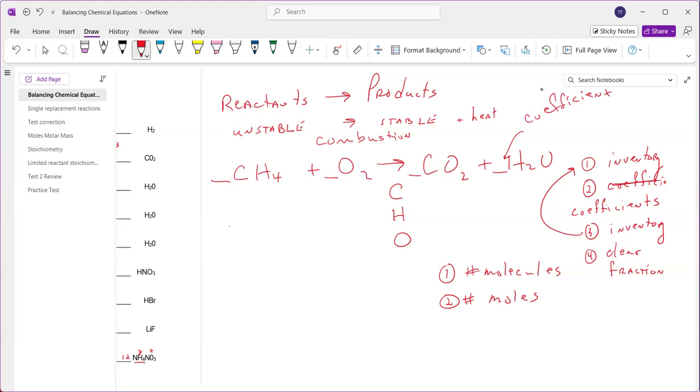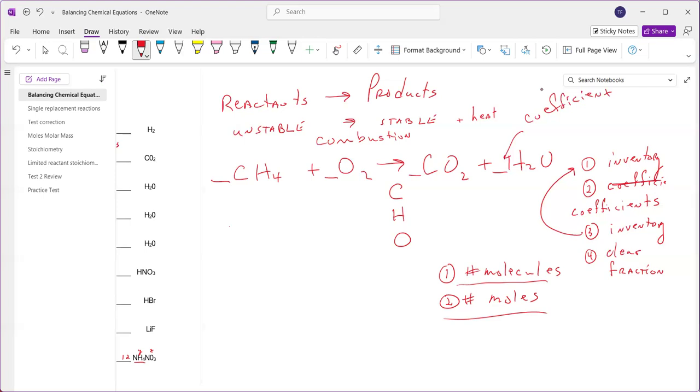Now, the coefficients represent 2 things. It represents the number of molecules and the number of moles. Okay, so if the coefficient is blank, like these are, it's the same as 1. Now, if you want to put 1 there, that's fine. I'm just saying though, if it's blank, it's 1.